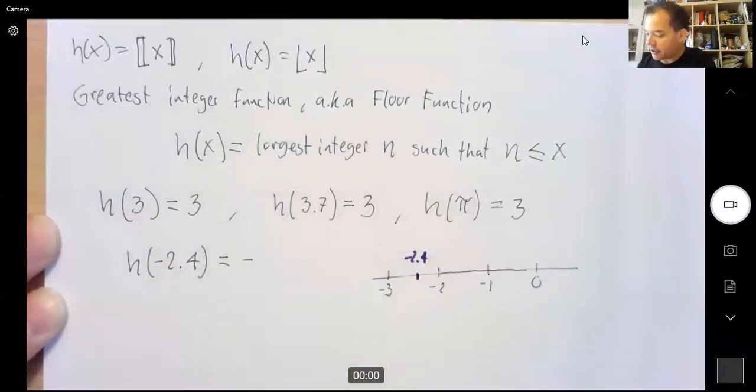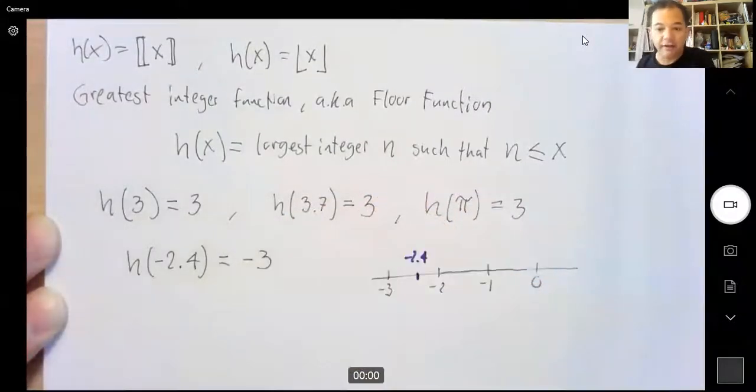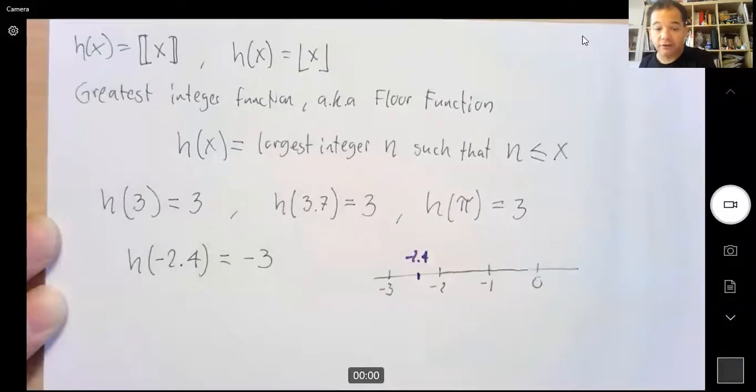And what number are we talking about? We want one that is smaller than negative 2.4, but the largest integer. So it cannot be negative 2, right? Because negative 2 is bigger than negative 2.4. It has to be smaller. So it is actually negative 3, like Petros said. He's correct.